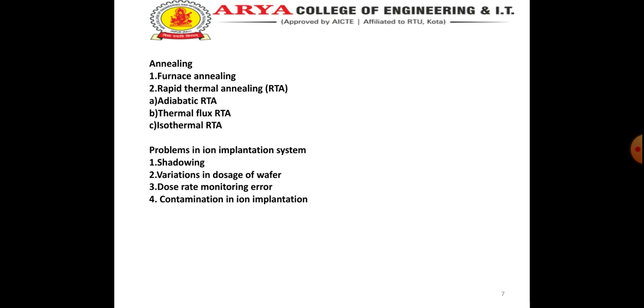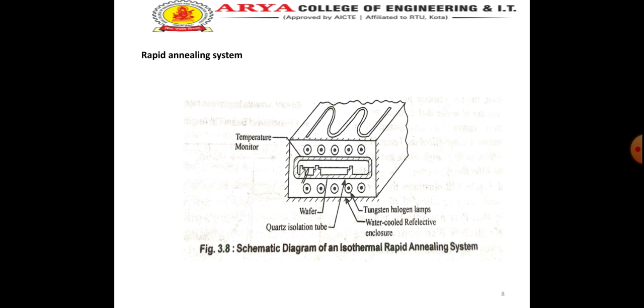So these are the annealing and the problems in ion implantation. Now we are having a rapid annealing system as shown in the figure. We are having a schematic diagram which shows a temperature monitor, wafer being placed, quartz isolation tube, tungsten halogen lamps, water cooled reflective enclosure. This is a rapid annealing system.